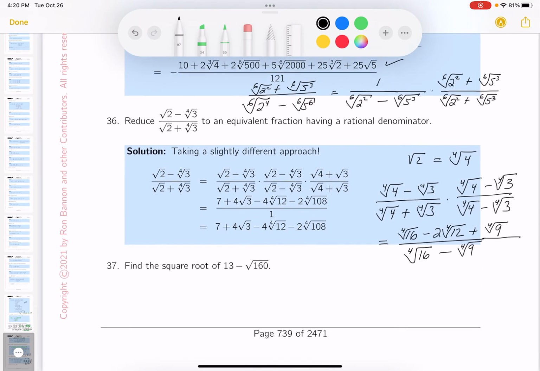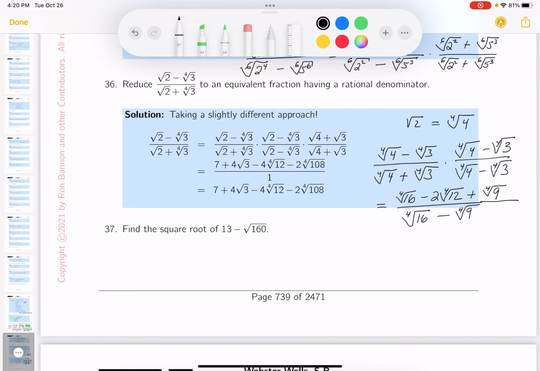All right? Now, I want to point out, the fourth root of 16 is pretty simple. And I'm going to write that down for you now. So I'm going to get my eraser. The fourth root of 16 is 2. Because 2 times 2 is 4, times 2 is 8, times 2 is 16. So the fourth root of 16 is just a 2. Again, don't be discouraged by the amount of work you have to do. So the bottom is 2 minus the fourth root of 9.